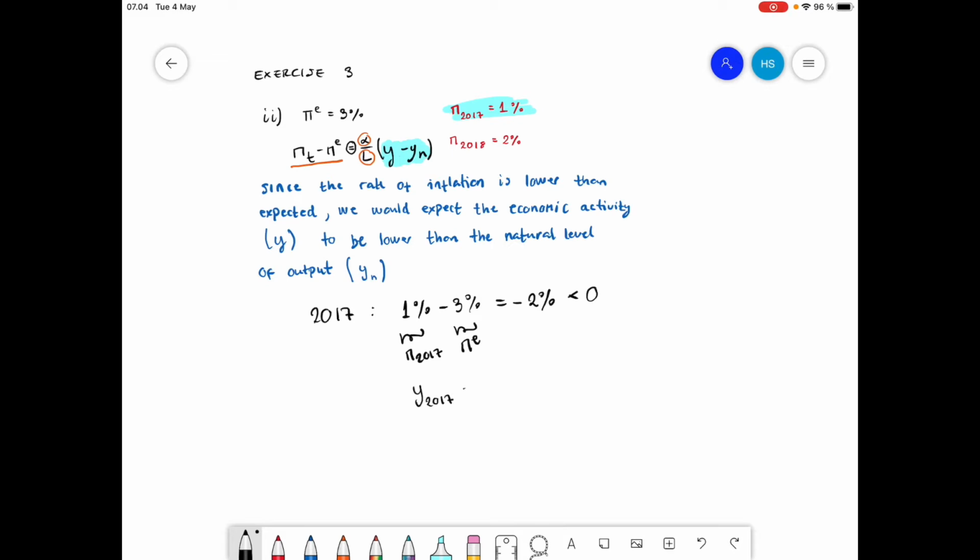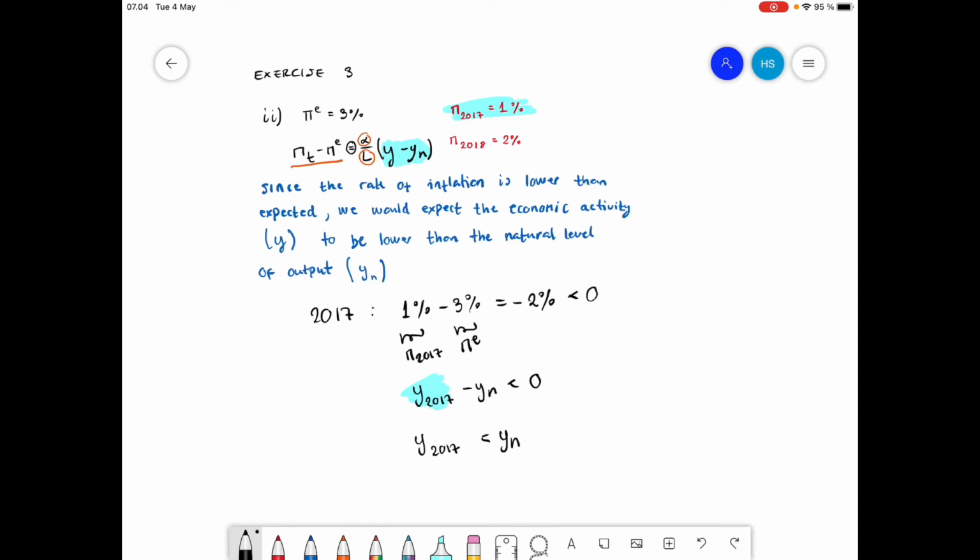So output in 2017 minus the natural level of output must also be negative, if we take a look at the Phillips curve equation. So we have that the left-hand side is negative. The only way for the right-hand side to be negative is that the actual or realized output level in 2017 is less than the natural level of output. So realized output in 2017 must be lower than the natural level of output.